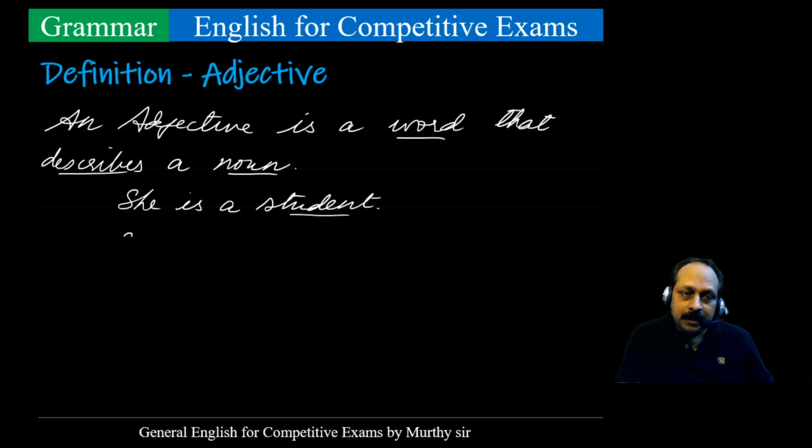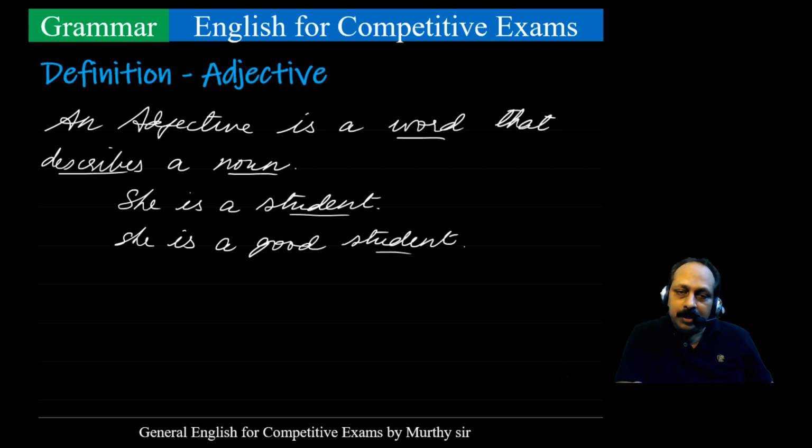Now look at the second example. She is a good student. The word student, already you know it is a noun, and now there is one word that is describing student. Which word is that? Good. Because the word good is describing student, which is a noun, good is an adjective. What is an adjective? An adjective is a word that describes a noun. Here the noun is student, and the word that is describing student is good. So good is an adjective.